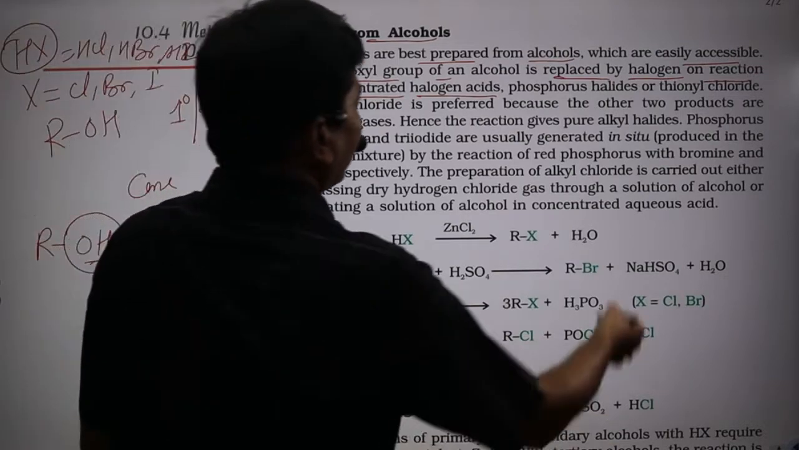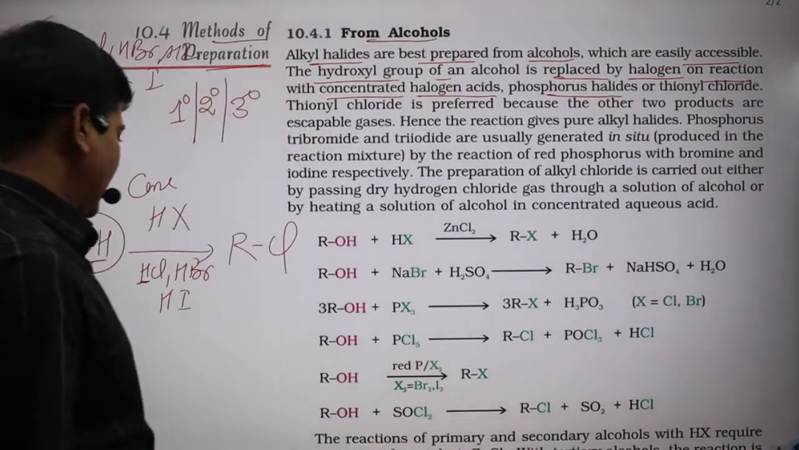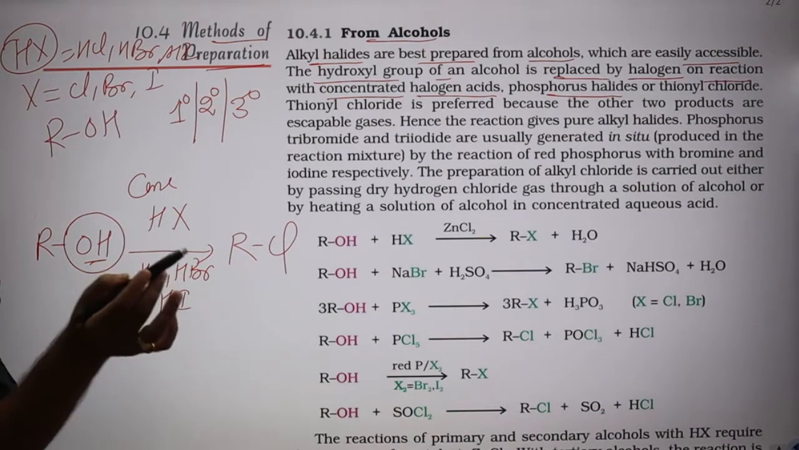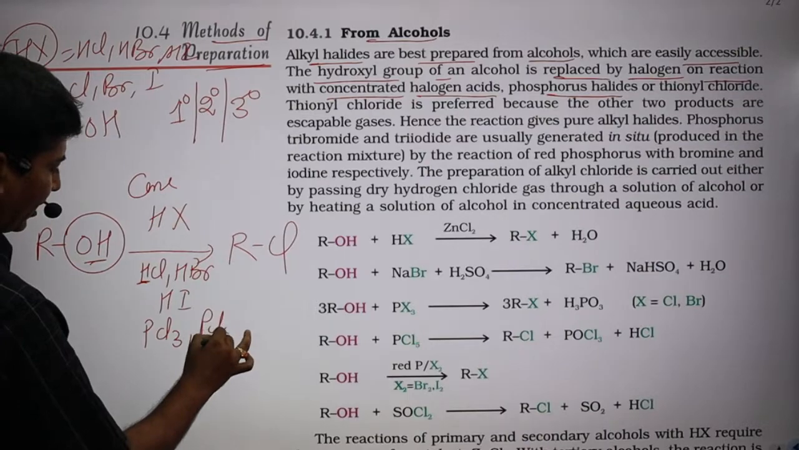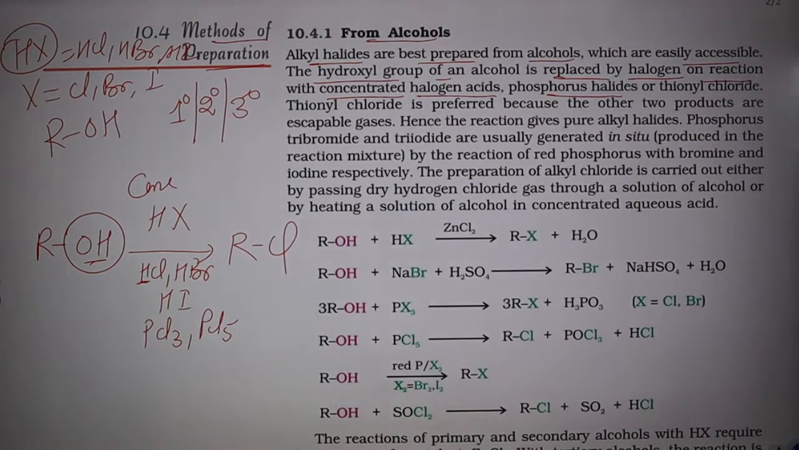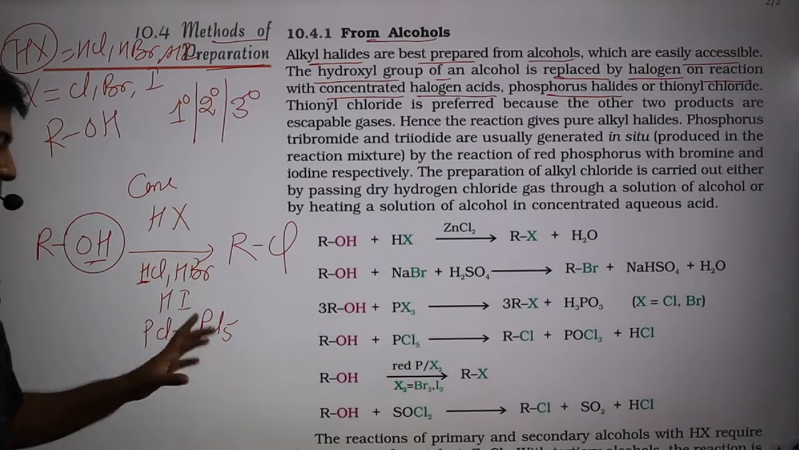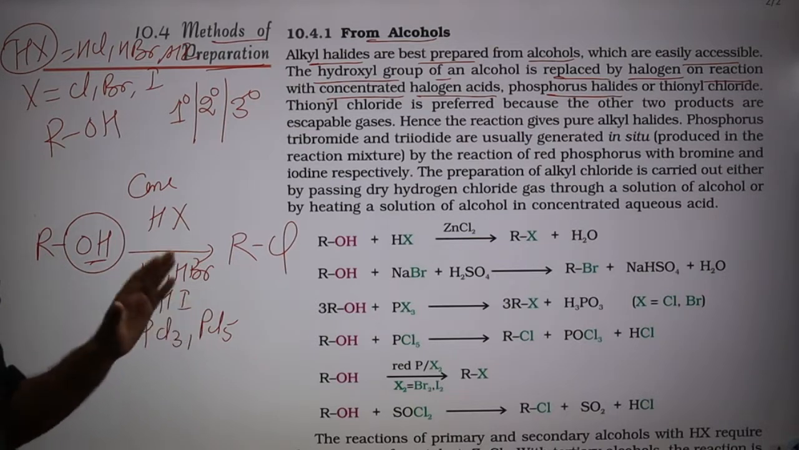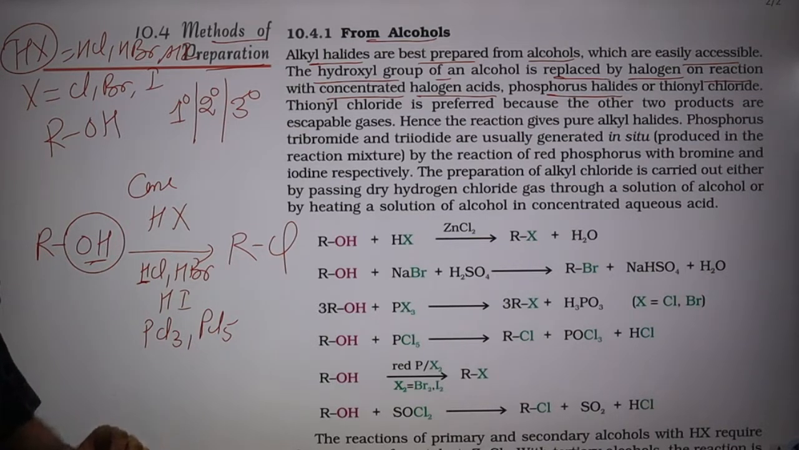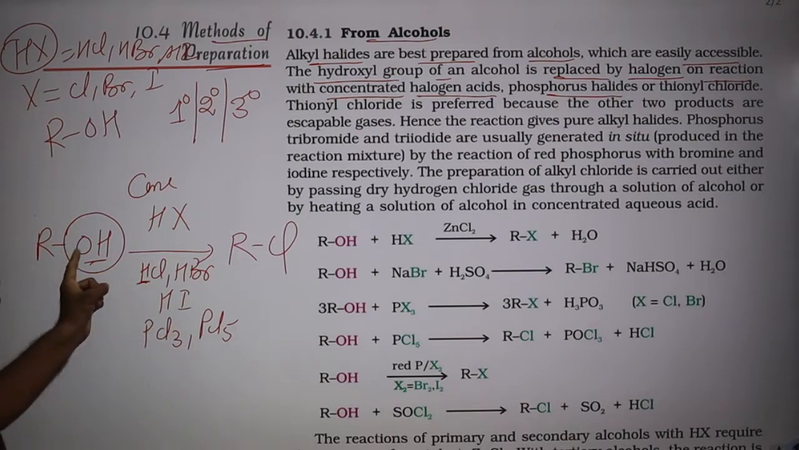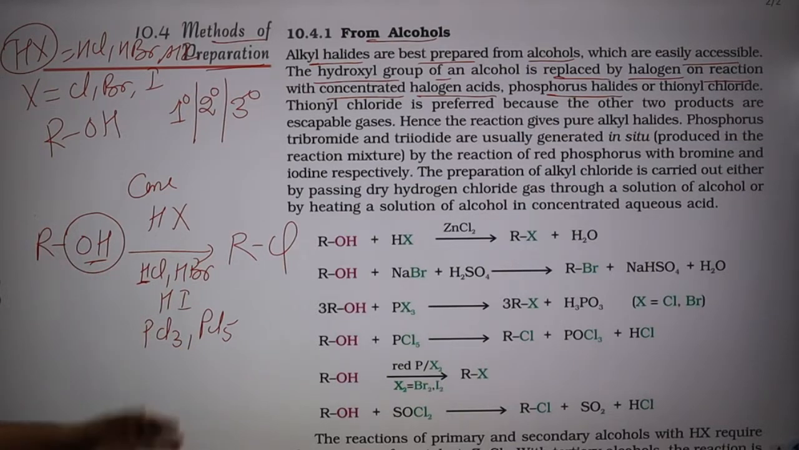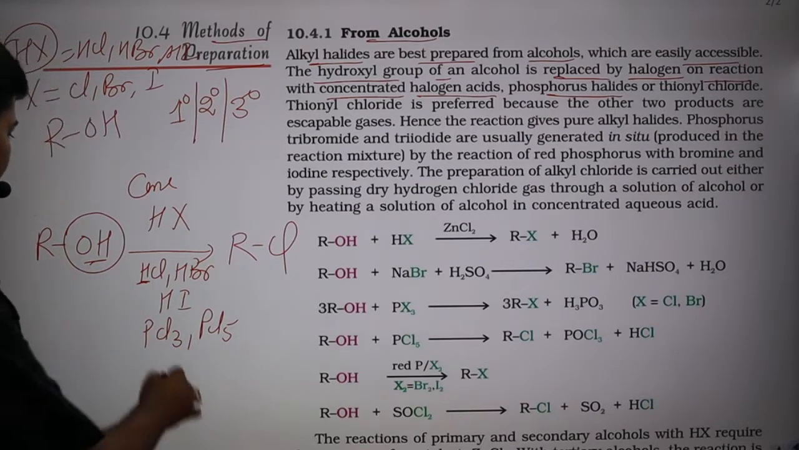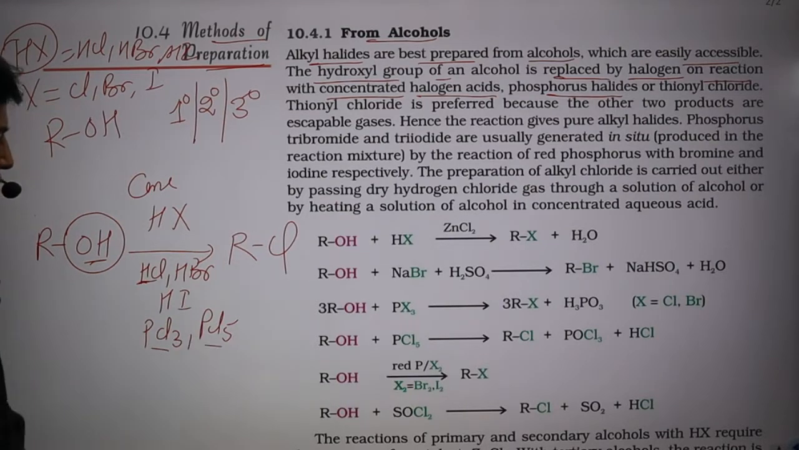Next we have phosphorus halides. In the nitrogen family you might have learned about PCl3, and we have PCl5 in organic chemistry. You can use any of these halogenating agents. What is the property of halogenating agents? They replace OH by the halogen. They introduce Cl in place of OH. These are the chlorinating agents, we can say. This is also a chlorinating agent.